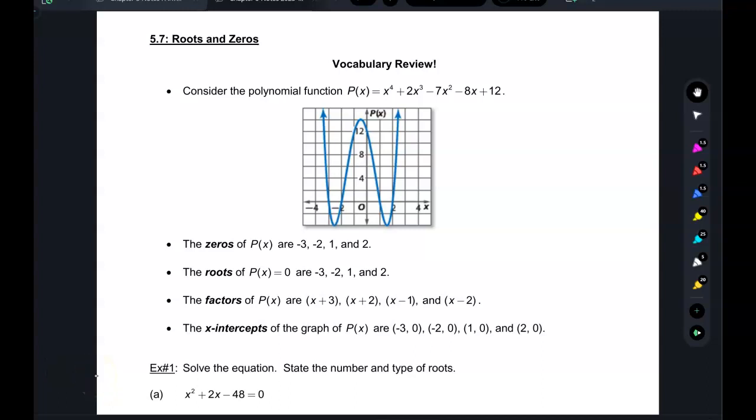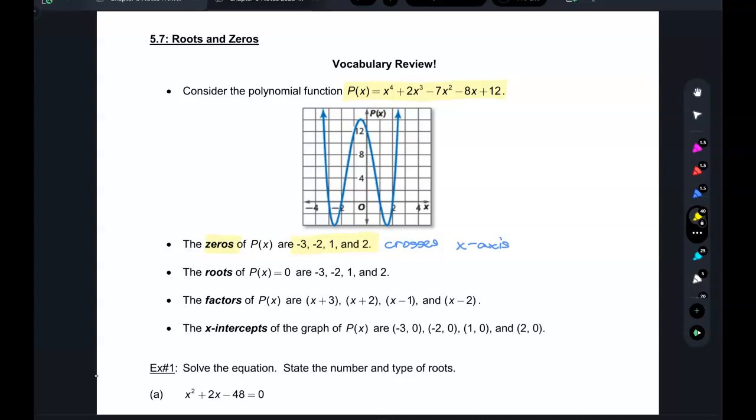Vocabulary review. Okay, let's say we have a polynomial function. Let's just review. When I ask you for the zeros, what am I referring to? Where it crosses over the x-axis. So my zeros are -3, -2, 1, and 0.